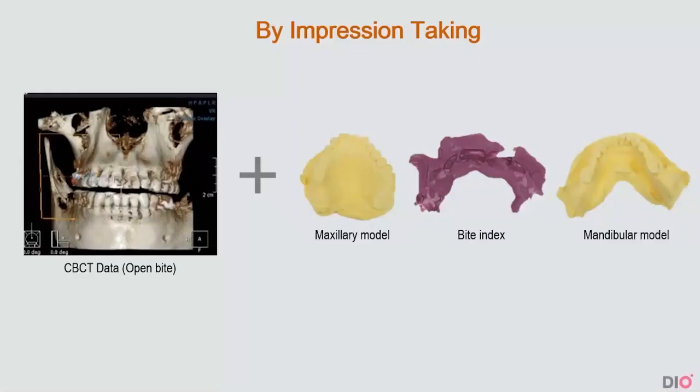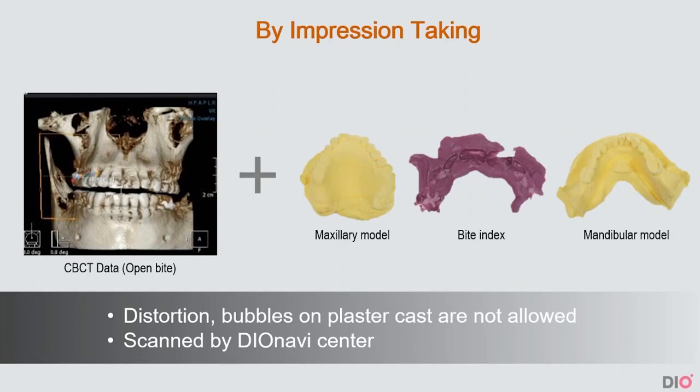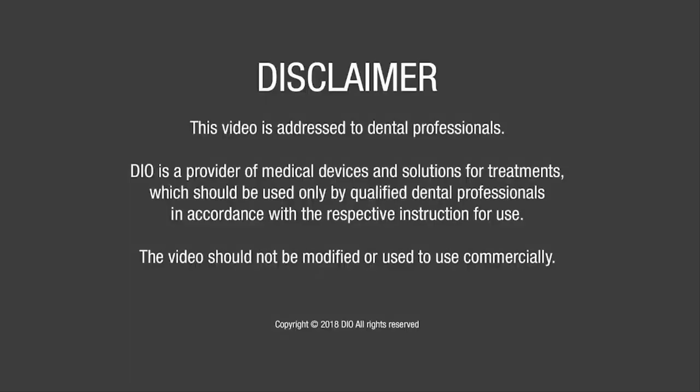The following is how to make a guide by impression taking. Equally, CBCT data is required, and the impression acquisition requires the maxilla, mandible, and even the bite index. In addition, when fabricating the plaster model, any deformation, distortion, or bubbles must not occur, so that a precise guide can be produced. The plaster cast will be scanned by the DO Navi Center when delivered to DO, so you don't need to have a DAS scanner for digital impression. Lastly, let's see a video of the plaster model making process.